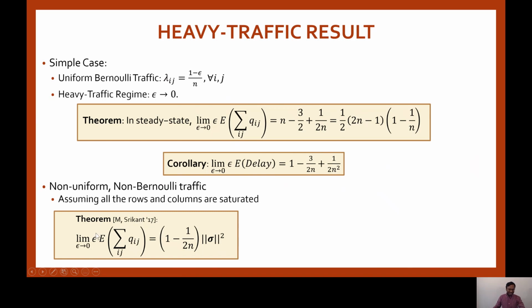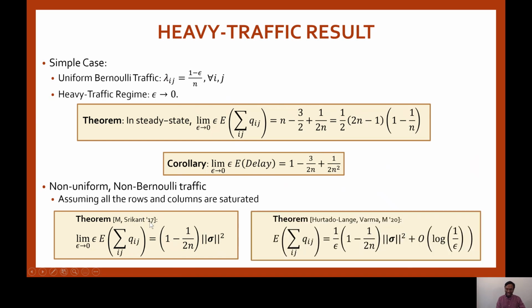So this essentially means that the sum of queue lengths is of the order this guy divided by epsilon, plus some little o terms. This result was proved 4 years ago. More recently, we have a refined result where we show that the first order term is exactly the same. It's 1 minus 1 over 2n sigma squared divided by epsilon. The second order term, which was little o of 1 over epsilon, we show that it's actually of the order log 1 over epsilon.